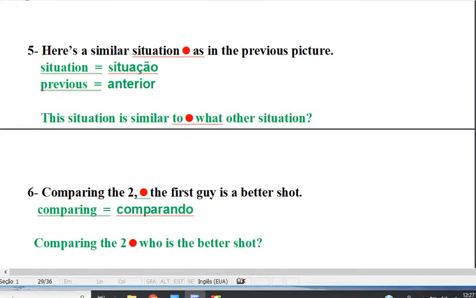Line 5. Here's a similar situation as in the previous picture. Question. This situation is similar to what other situation? Well, here's a similar situation as in the previous picture.